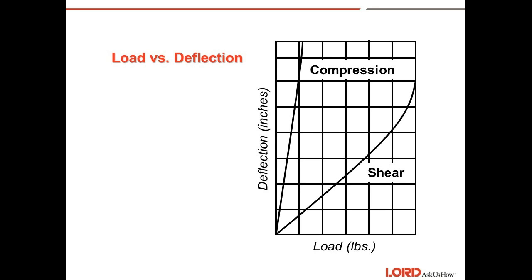Load versus deflection. This is a typical load versus deflection curve. The x-axis is the load in pounds. The y-axis is the deflection in inches. The stiffness or spring rate of a mount is a function of its modulus, geometry, and load direction. As the curve illustrates, the compression stiffness is much higher than the shear stiffness. This relationship is typical of a sandwich mount. The shear stiffness is much softer than the compression spring rate.